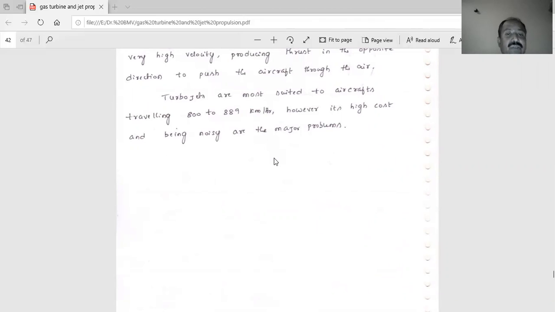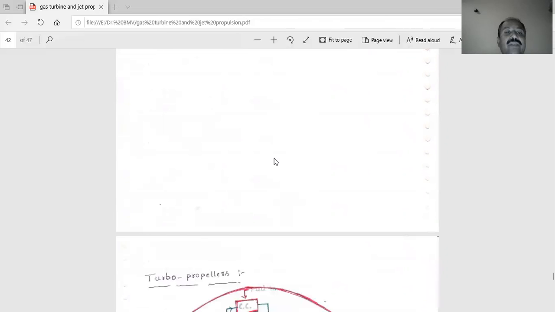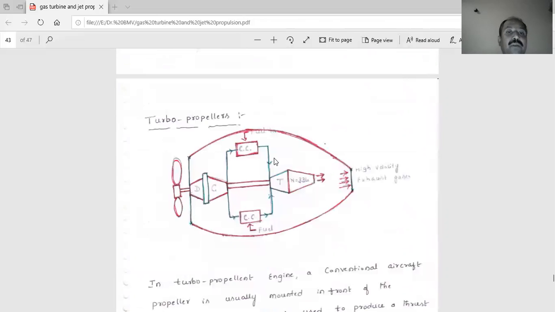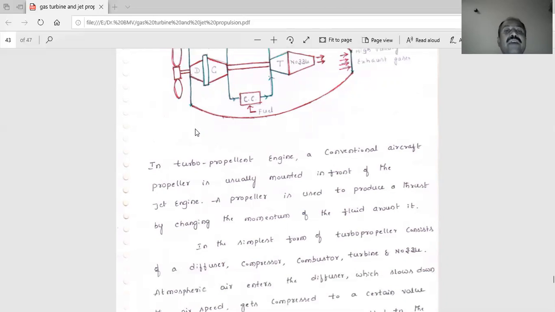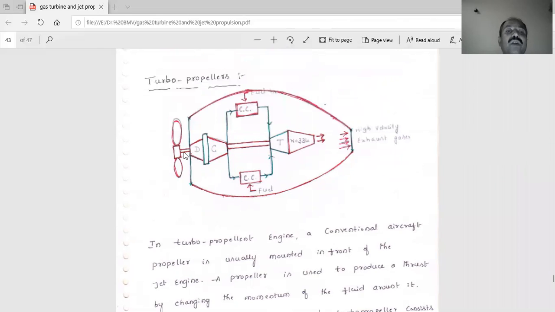Now another one is the turbo propeller. The propeller is mounted in front of the diffuser. What is the function of this propeller? The propeller is used to produce thrust by changing the momentum of the fluid around it. Due to that, the aircraft flies and the propeller gives direction to the aircraft. This propeller is mounted to the diffuser.